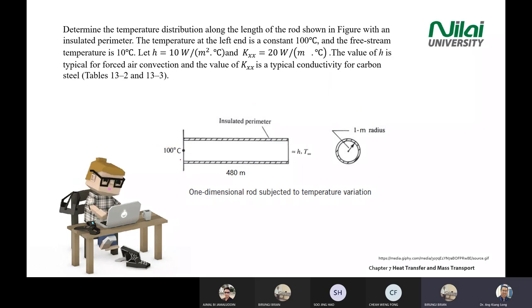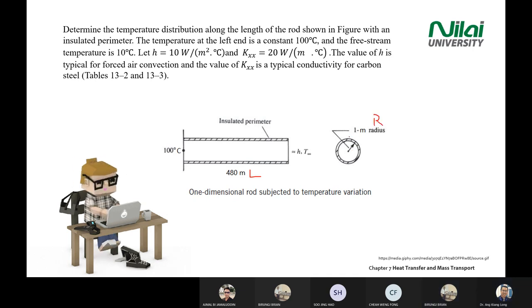All right. So if you can see here, it is already labeled for you. On the left-hand side is 100 degrees C. Then normally we need to find the temperature over here. We are given the label H, meaning there is an opening, there's convection happening at the end here, and the temperature is infinity. Infinity means the temperature of the rod itself. We have a length of 480 meter. The L is here, right? And 1 meter radius, so we are using the R here.